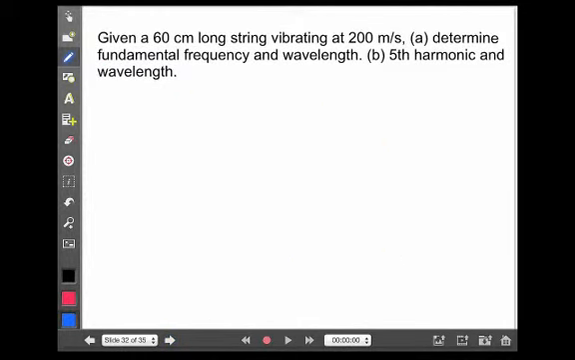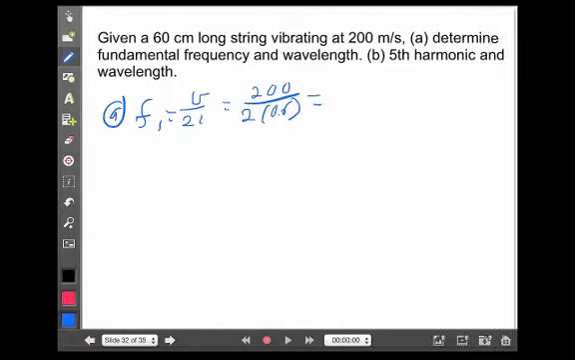All right, let's look at an example. You have a 60 centimeter long string vibrating at 200 meters per second. Determine the fundamental frequency and wavelength, and then the fifth harmonic and its wavelength. Okay, well, to begin with, the fundamental frequency, v over 2L. Well, the string is vibrating at 200 meters per second. It's 60 centimeters long. And that gives us a fundamental frequency of about 166.7 hertz.